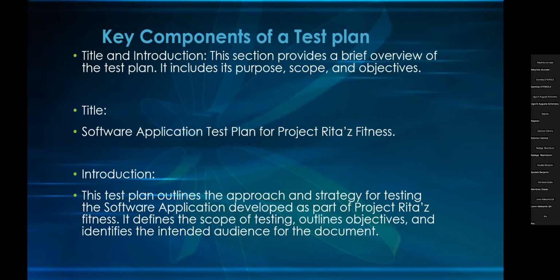So the title describes the content and the focus of the test plan. And mind you, your title should be clear and concise. I can't emphasize that enough. It should be clear and concise. You can see the way this one is just a Software Application Test Plan for Project Rita's Fitness. So like I said, it can be Project 123.